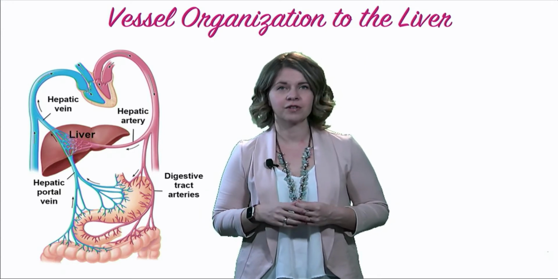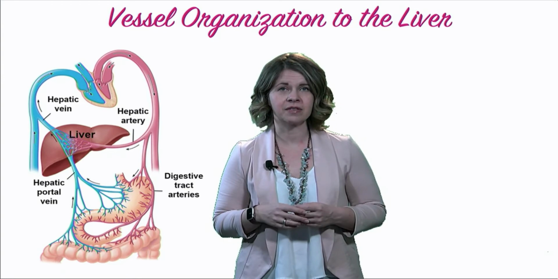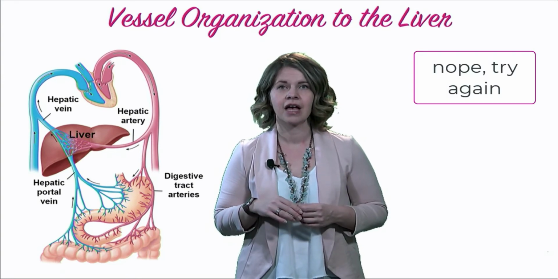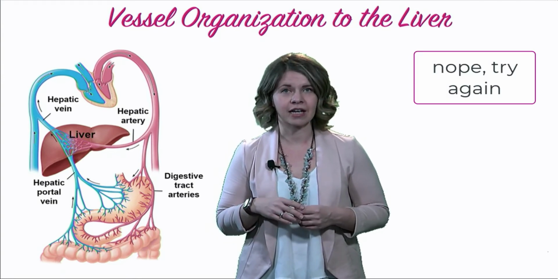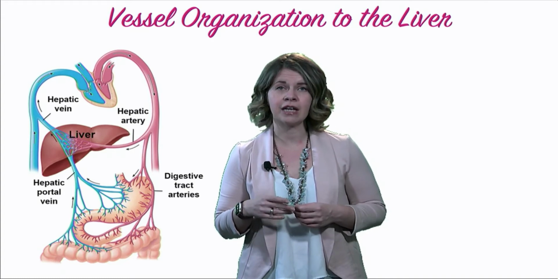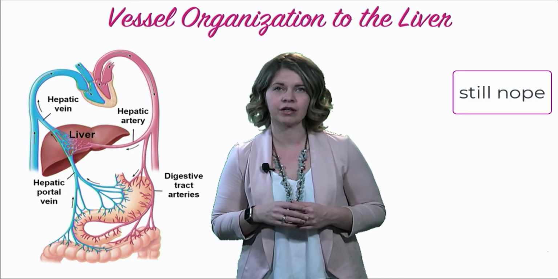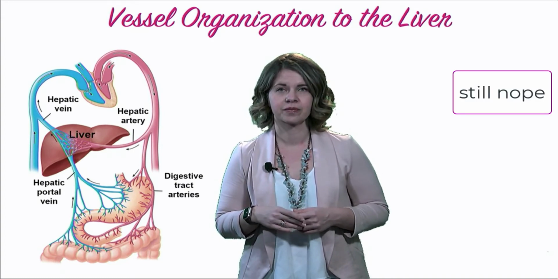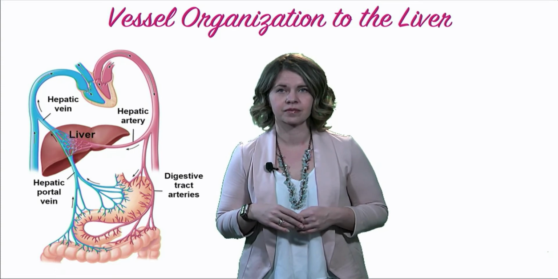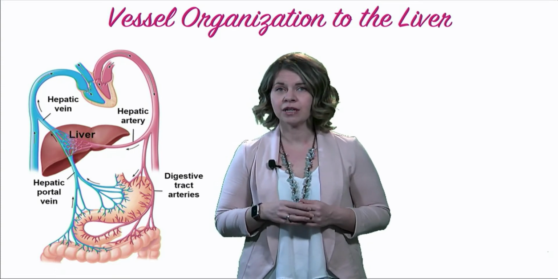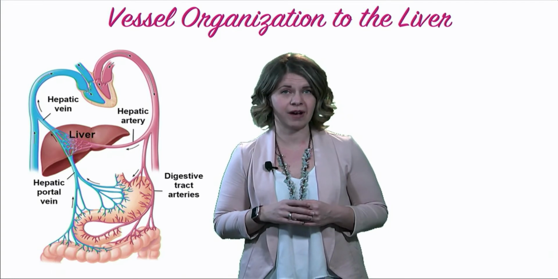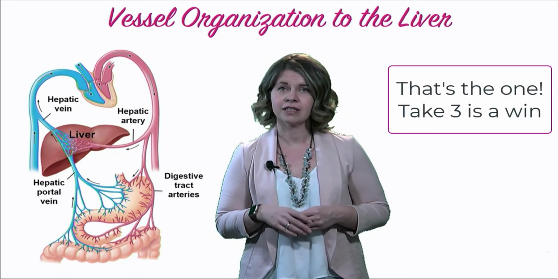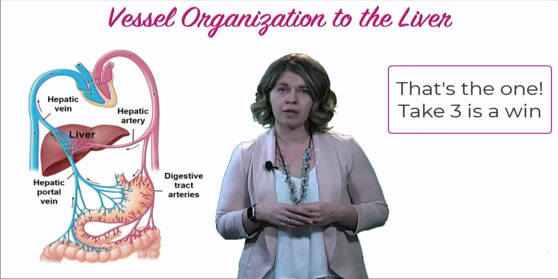It's important to first understand that the liver receives a unique distribution of blood. The liver is uniquely positioned with respect to vasculature. The liver receives oxygen-rich blood from the systemic circulation.